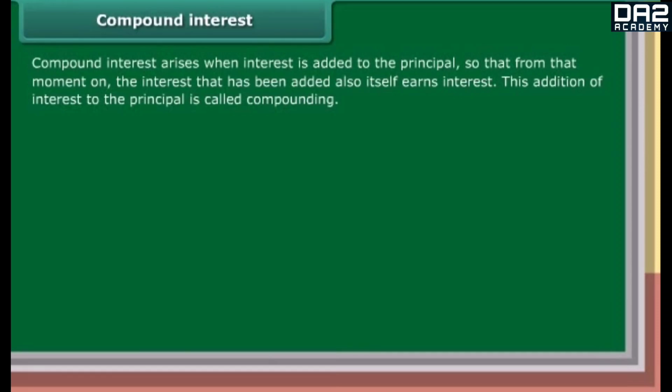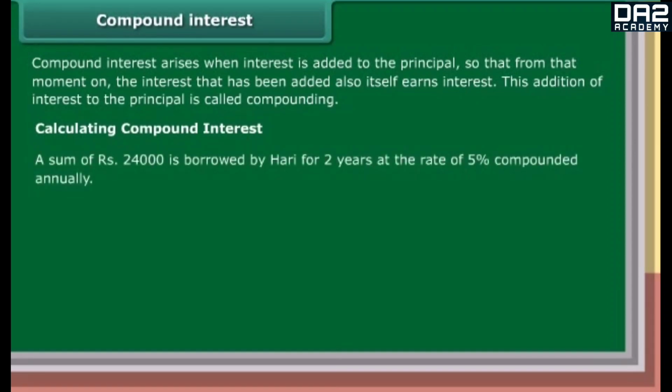Compound interest. Compound interest arises when interest is added to the principal so that from that moment on, the interest that has been added also itself earns interest. This addition of interest to the principal is called compounding. Calculating compound interest. A sum of rupees 24,000 is borrowed by Hari for 2 years at the rate of 5% compounded annually. Step 1. Find the simple interest SI for 1 year.